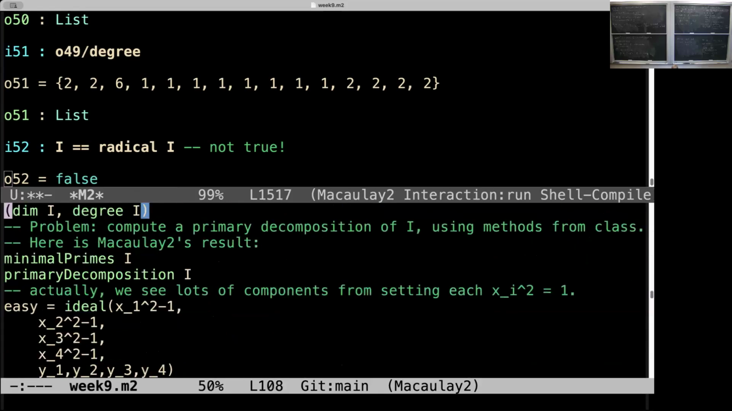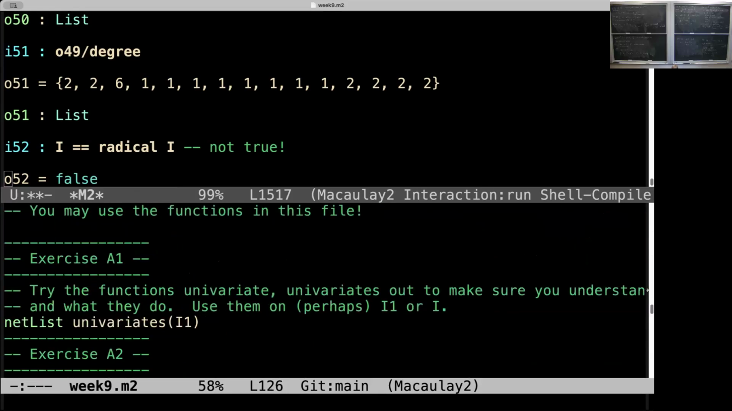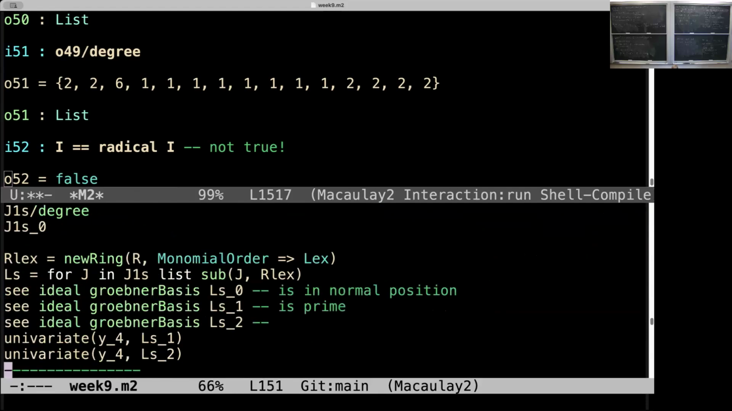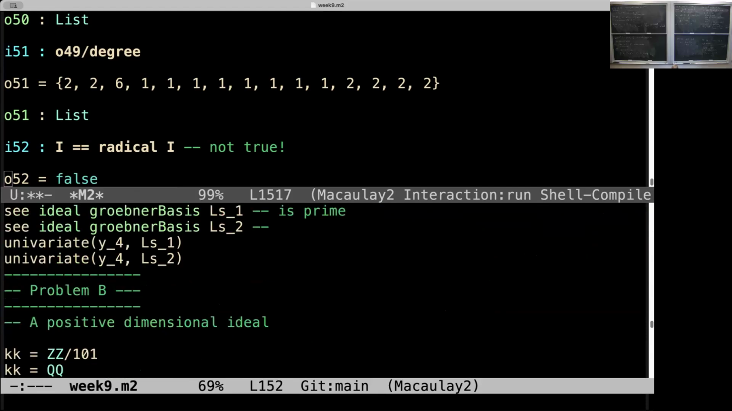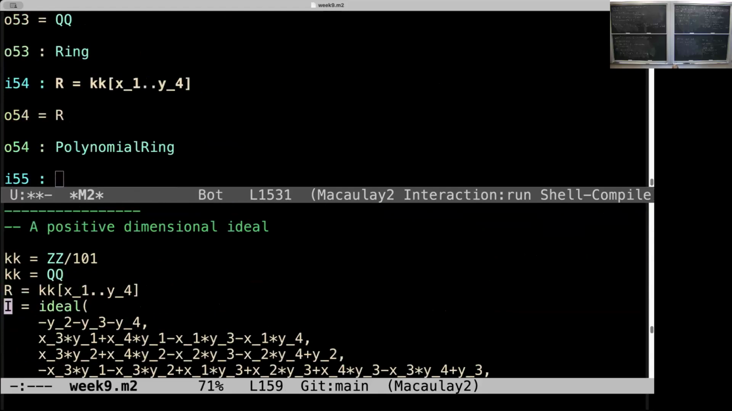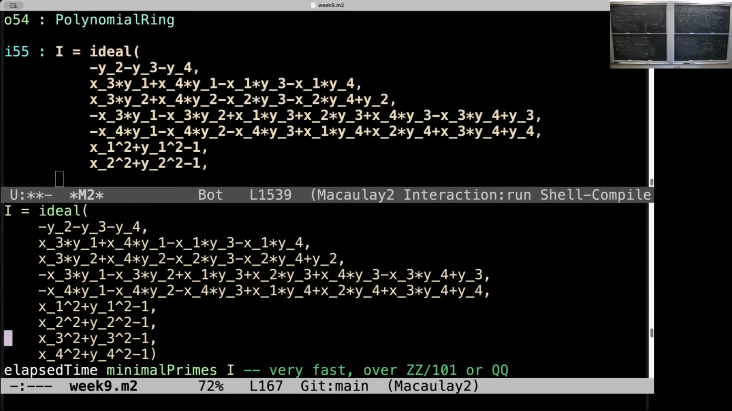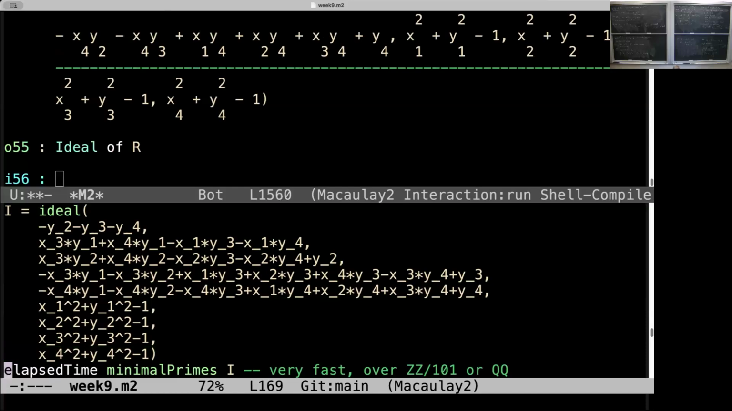So we're going to go back to our example, which is exercise B, problem B, right here, okay? And we're going to do it over Q. It's a polynomial ring in x1 to y4. Okay, and what I want to do is I want to get rid of those dimension 1 components, or I want to work on those dimension 1 components.